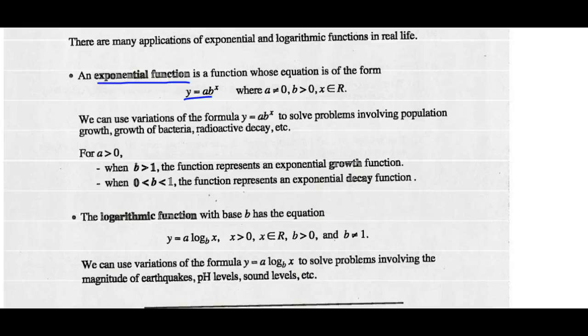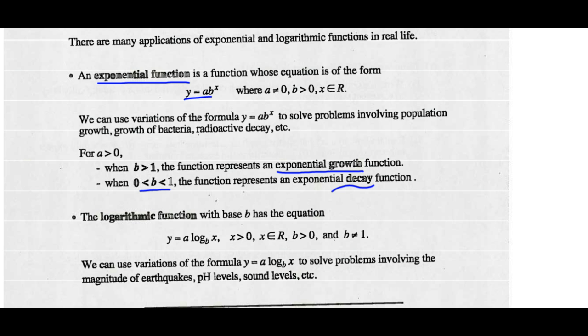We can use variations of this formula to solve problems involving population growth, growth of bacteria, radioactive decay, and other such growth and decay situations. When a is greater than 0 and b is greater than 1, we get exponential growth. When a is greater than 0 and b is between 0 and 1, we have exponential decay.